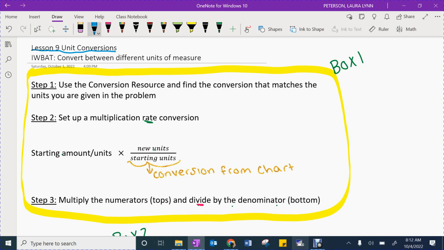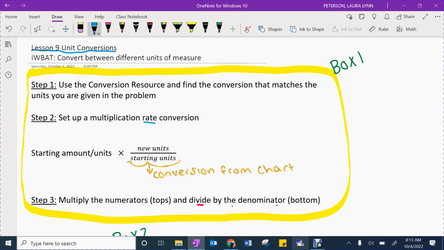Okay, inside your yellow box, you should have all 3 steps written down, because this is how we're going to work on converting. We're going to convert from one set of units to another, or from one label to another. Step 1 says, use the conversion resource and find the conversion that matches the units you are given in the problem. Step 2 says, set up a multiplication rate conversion. Remember, a rate looks like a fraction. So we're going to be writing something as a fraction.